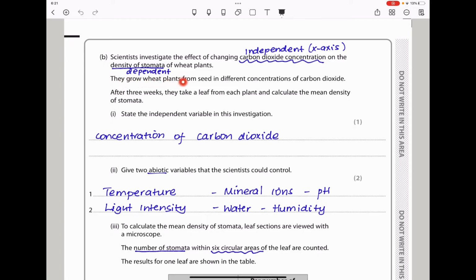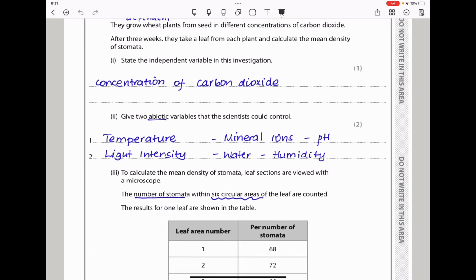So they grow wheat plants from seed in different concentrations of carbon dioxide, and then after 3 weeks, they take a leaf from each plant and calculate the density of stomata. State the independent variable in this investigation. It should be the concentration of carbon dioxide, because this is what you're going to vary.